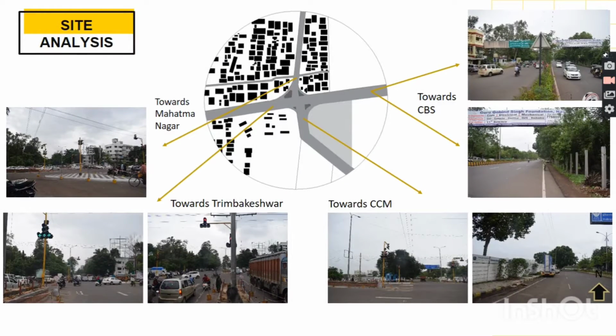Before starting the design, the first step is site analysis. The site is located at ABB Circle. The site has two major axes: one 30-meter wide road which leads to Trambak and another 25-meter wide road which leads to CCM. The site surrounding is in a developing phase and it is located in a very high traffic area.